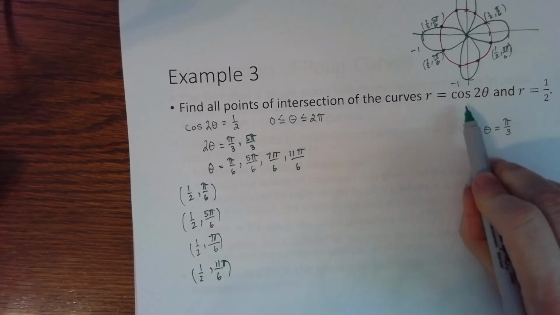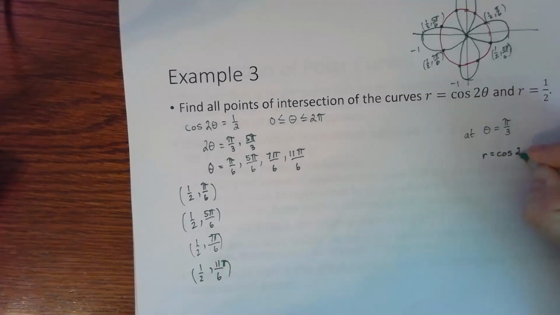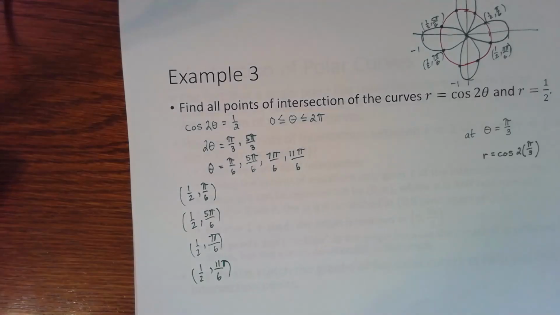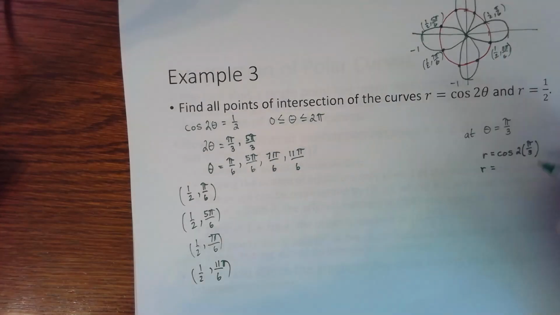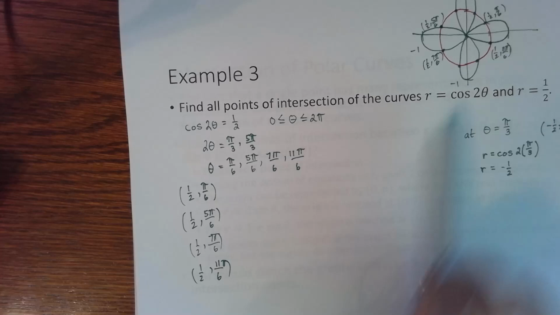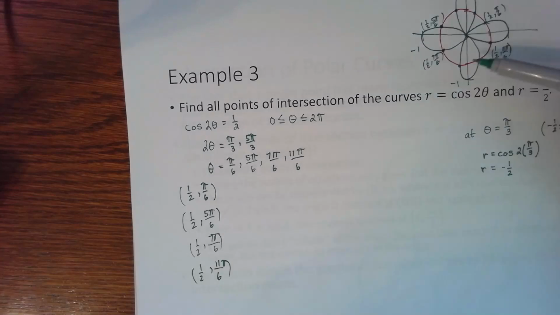So in this equation right here, r is going to be the cosine of 2 times pi over 3. So our r value is equal to the cosine of 2 pi over 3, well, that's in the second quadrant. It's negative in the second quadrant, so we're going to get negative 1/2. So at pi over 3, we have a negative 1/2. That's the point that satisfies this first equation. And so pi over 3, negative 1/2, that's actually this point down here.